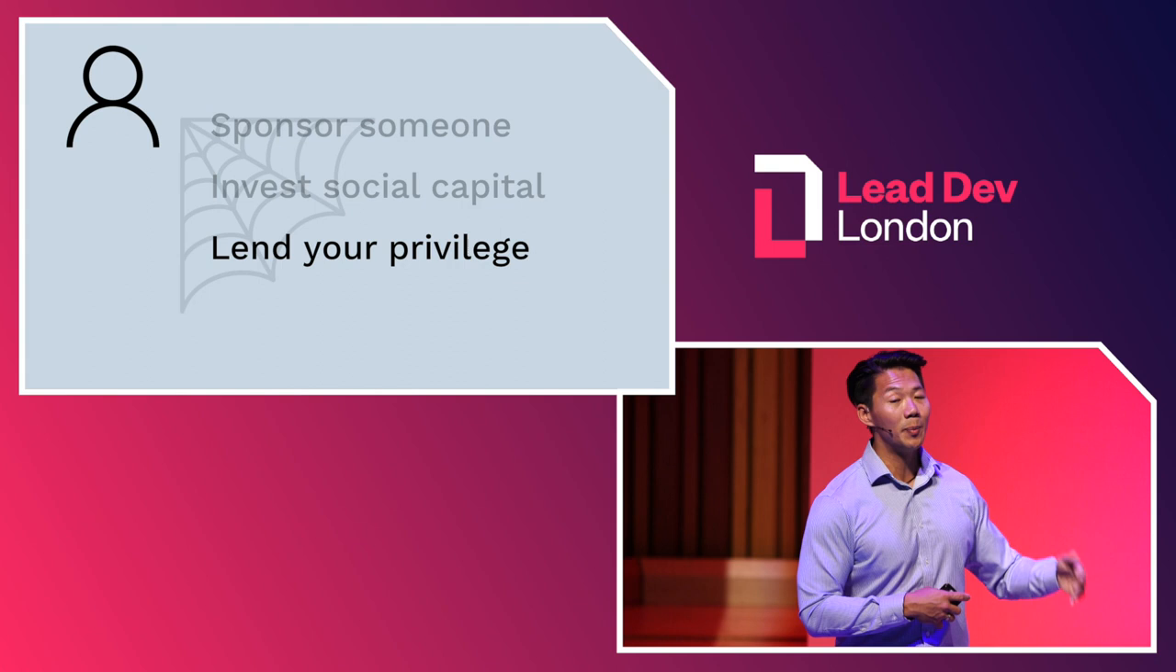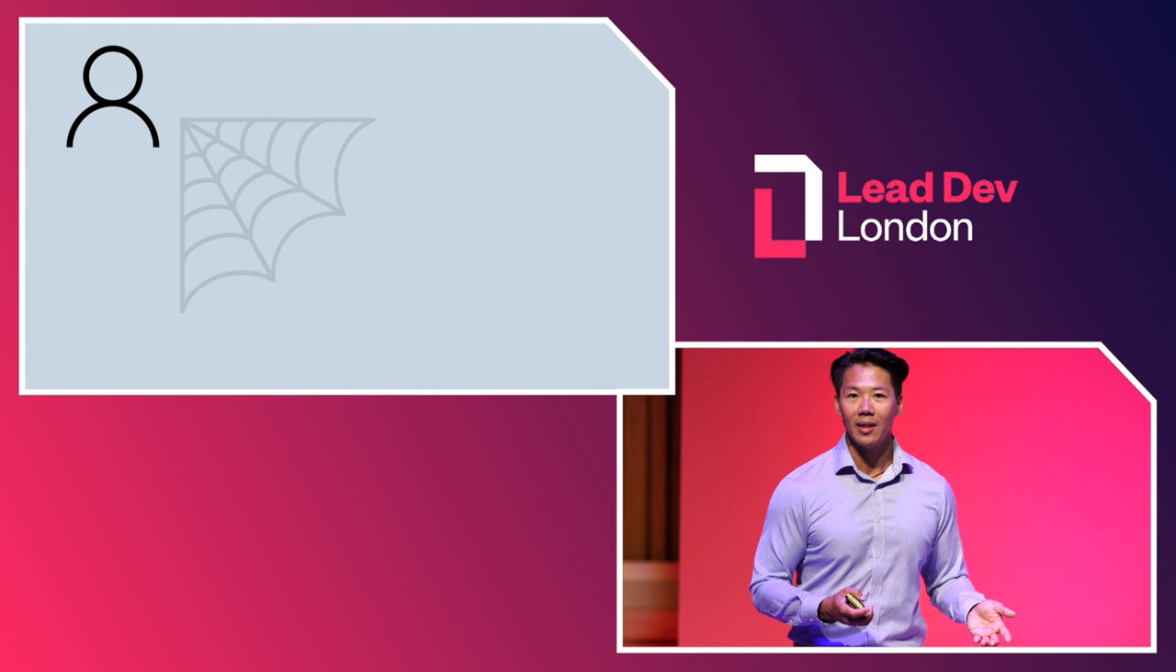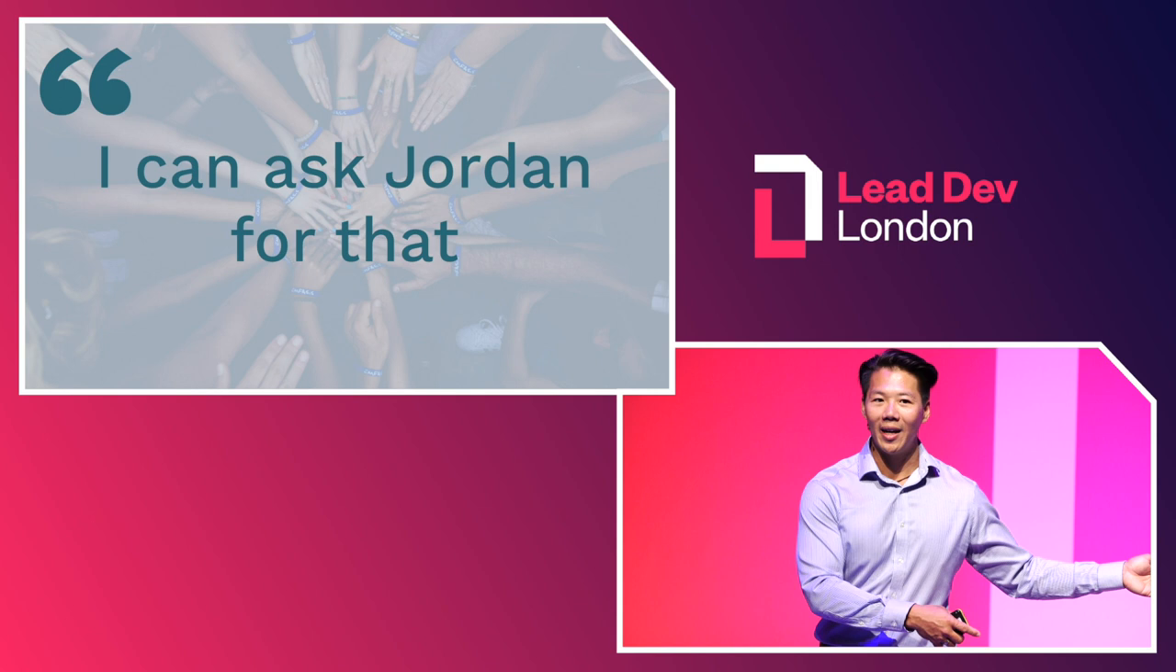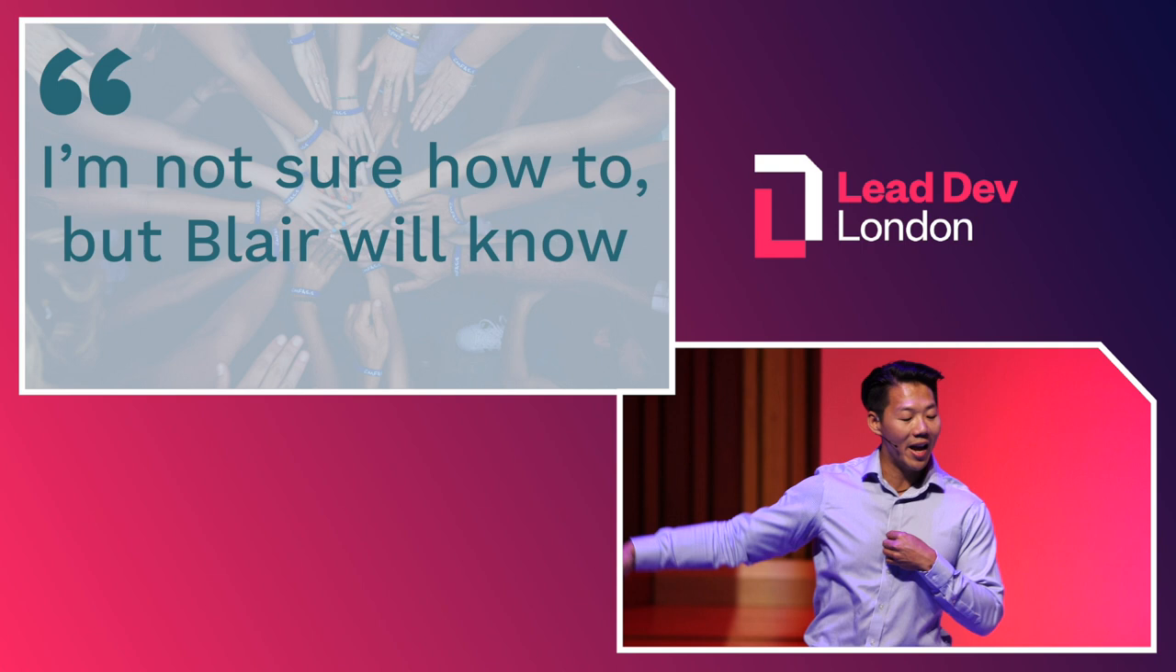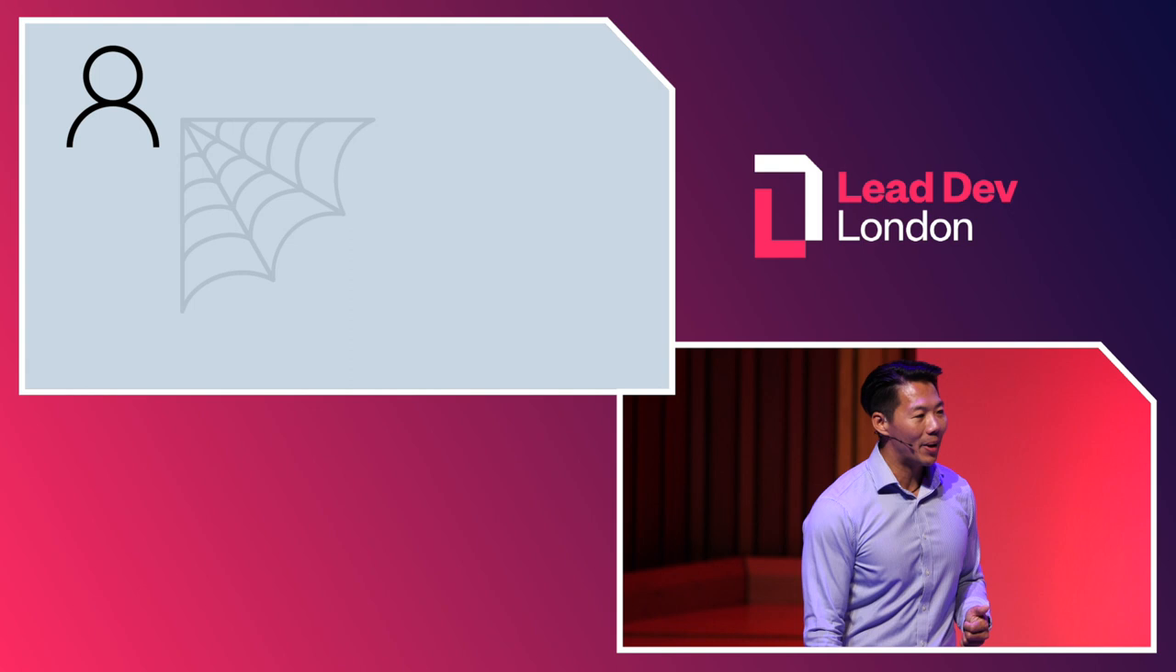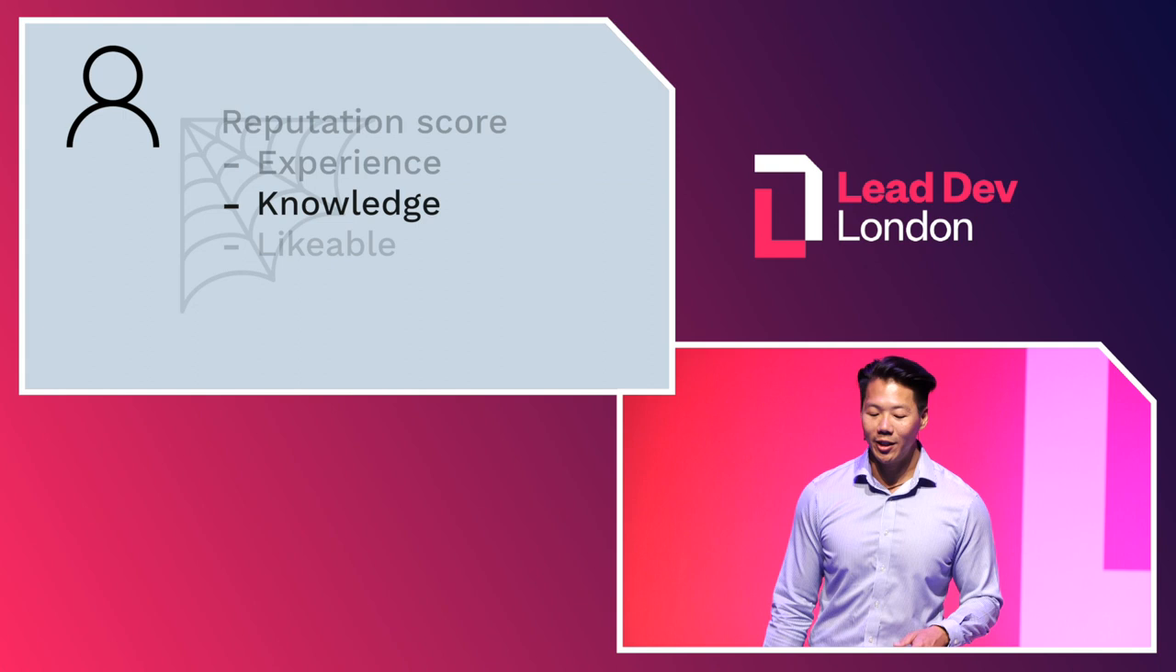What does this sound like? Well, it's as easy as, let me introduce you to Reese. Or I can ask Jordan for that. Let's ask for a favor. Perhaps it's about, I'm not so sure, but I know somebody like Blair who will. If you want to do and develop this, you need to think about perhaps your reputation score. And you can think about this in terms of your experience, knowledge, and being likable. And this pattern is called the connector.